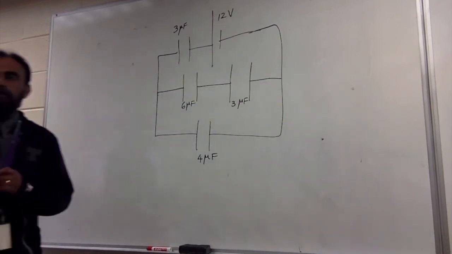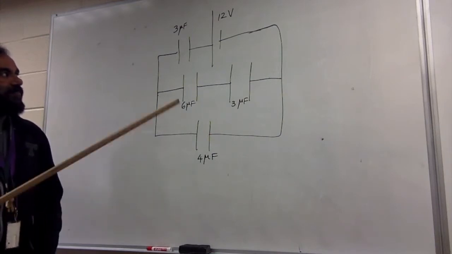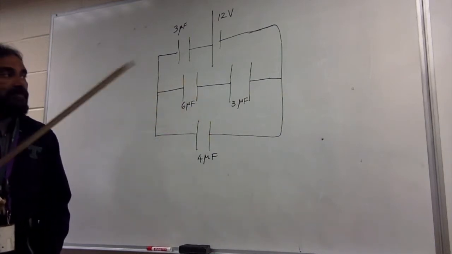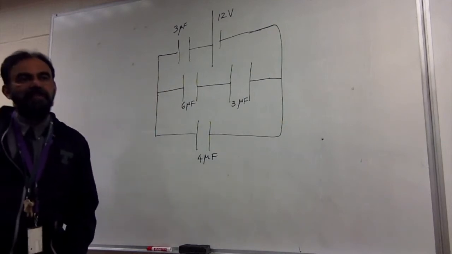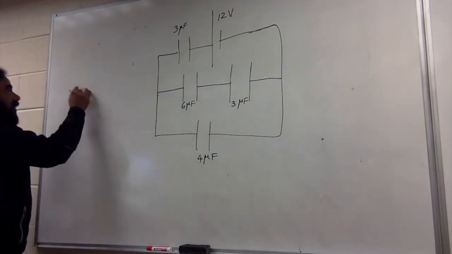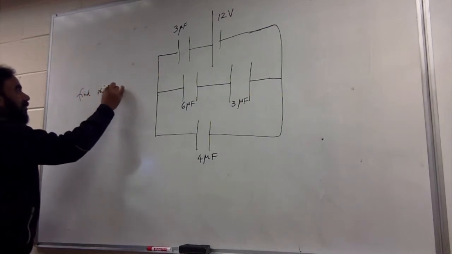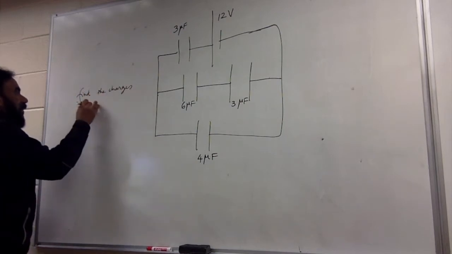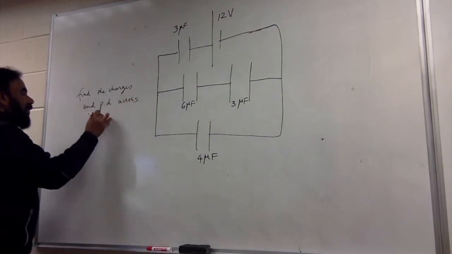So I've given you the capacitances of all the capacitors, as you always do. First thing you have to do is find out if you can simplify the circuit. That's the first thing you should do. Now, what is the question here? The question here is to find the charges and potential differences across each capacitor.